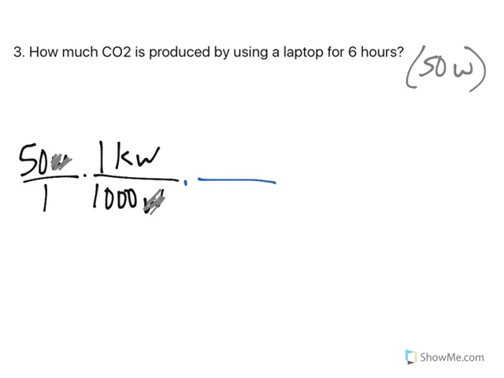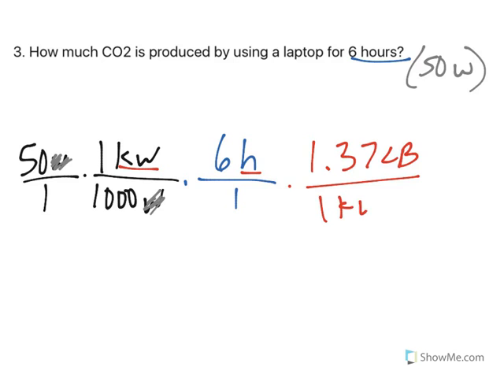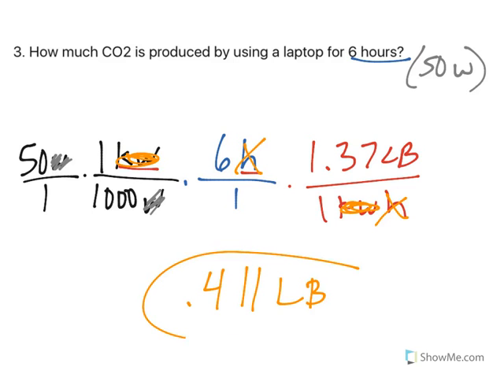Well, now, how many hours did I use this item? Well, 6. So now that I have kilowatt hours, I can do the 1.37 pounds of CO2 over 1 kilowatt hour. Because kilowatts go away with kilowatts, hours cancels out with hours, I'm left with pounds. So when I multiply in the top and divide by the denominator, I get 0.411 pounds of CO2.